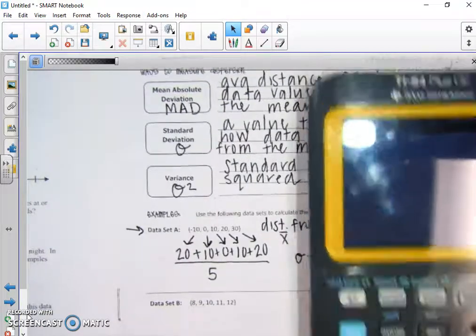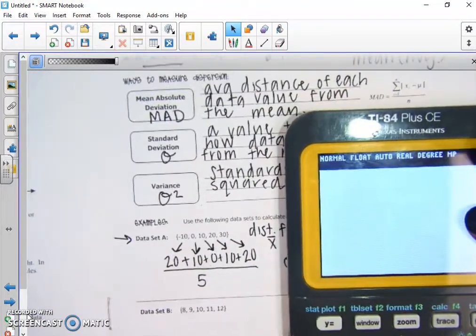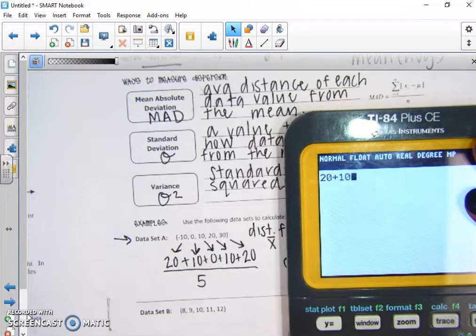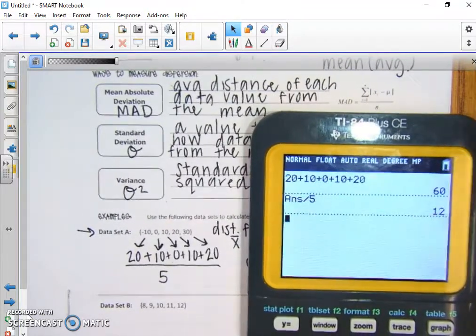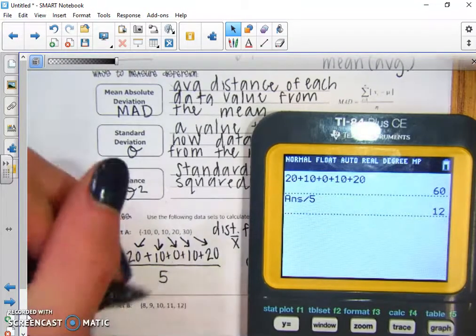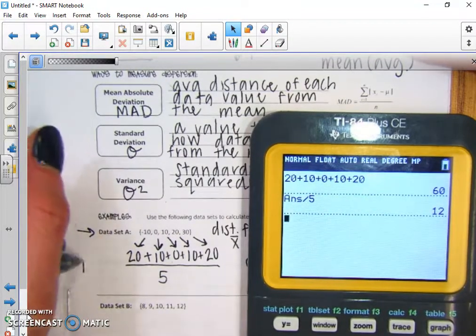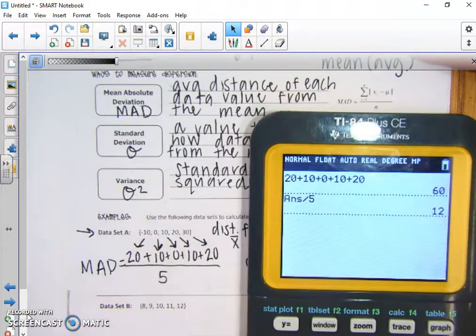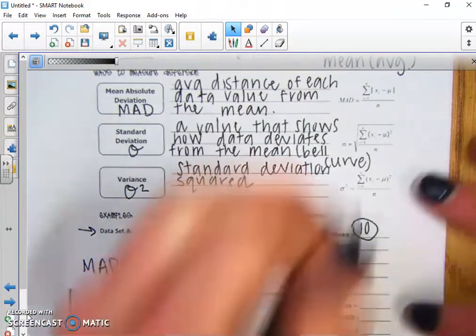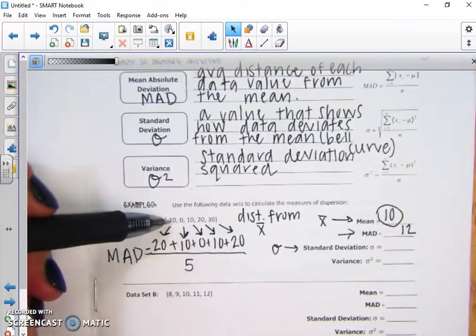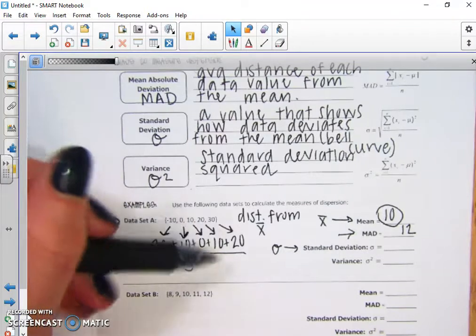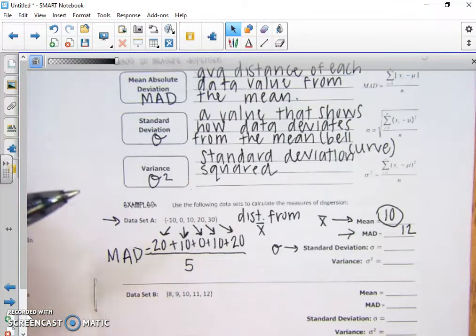So we can do that in our calculator. We've got 20 plus 10 plus 0 plus 10 plus 20, and then we're going to divide that number by 5. Okay, so this tells us that our mean absolute deviation, our MAD, is going to be 12. So again, we looked at the distance between this point and the mean, this point and the mean, and all that, and then we took the average of those.